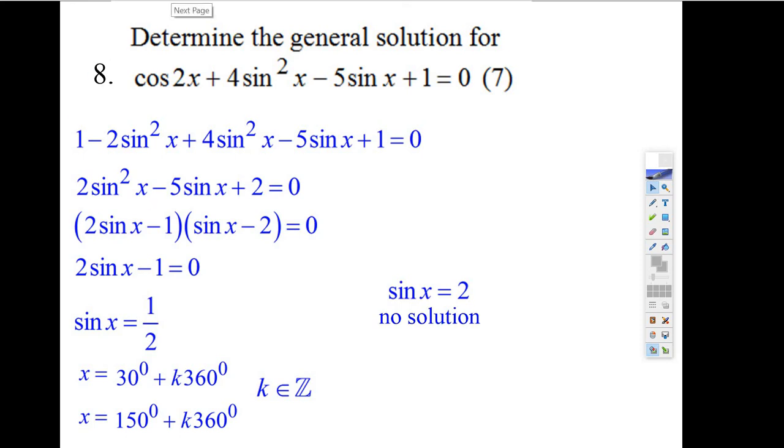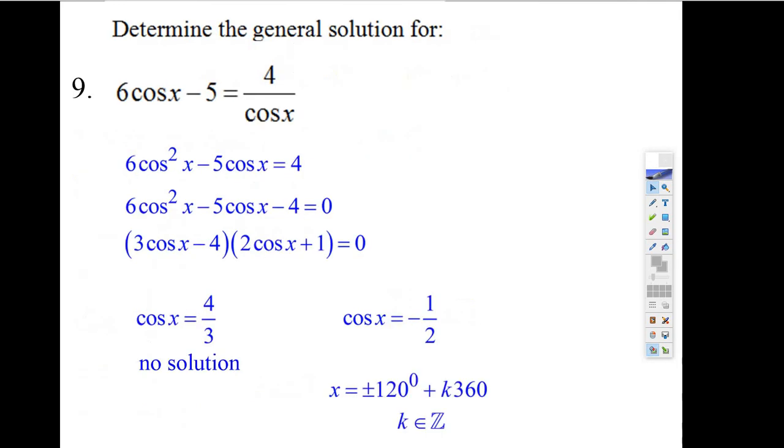Let's take a look at the next one. This one's a little bit trickier. You start off here, multiply both sides by cosine x. Now for this to be a proper thing, one thing cosine x can't be is 0. So one of the restrictions is that cosine x cannot be 0. So there's certain angles that just can't work. But if you multiply everything by cos x, you'll get 6 cos squared x minus 5 cos x equals 4.